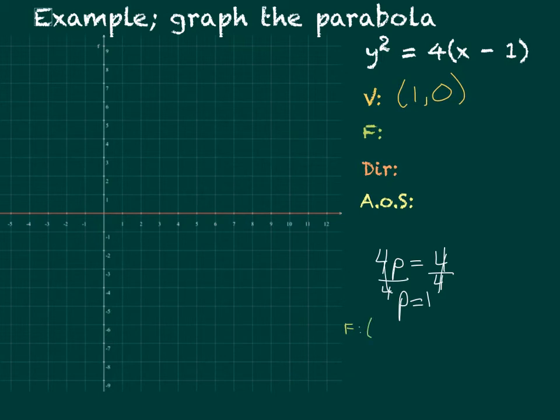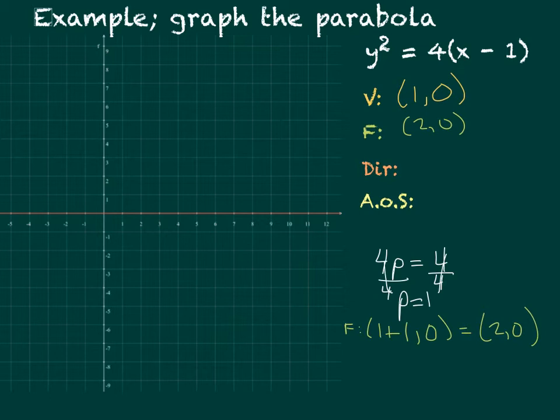Well, that's going to mean that my focus is going to be, well, if my vertex is (1, 0), and I know it's a sideways graph, then the thing that's not going to change is my y. So the 0 is going to stay the same in the focus. But then we take 1, which is my h, plus 1, which is my p, to get (2, 0). So that's my focus.